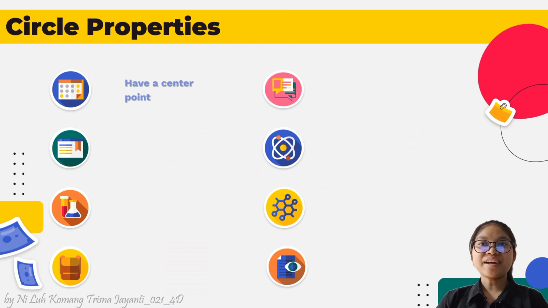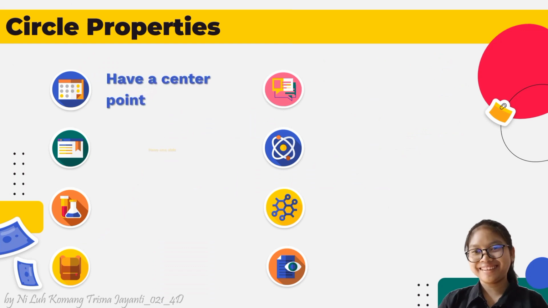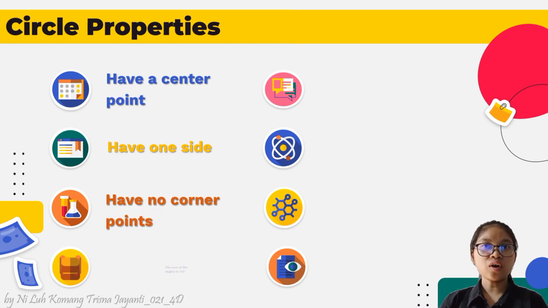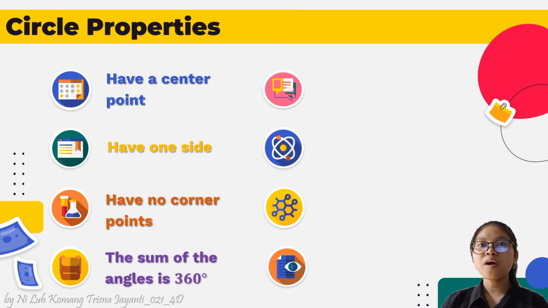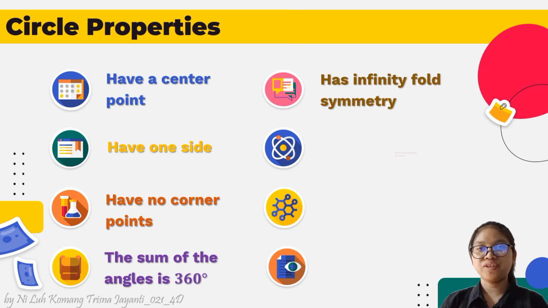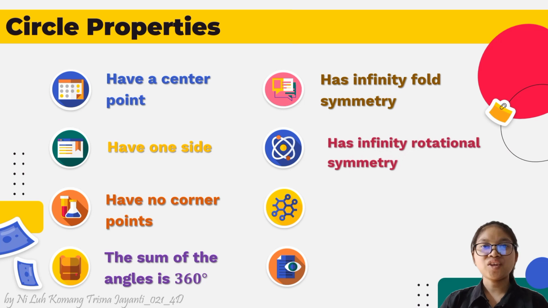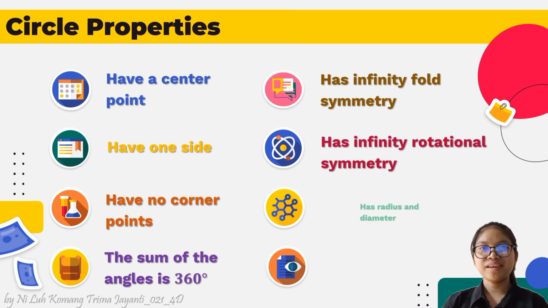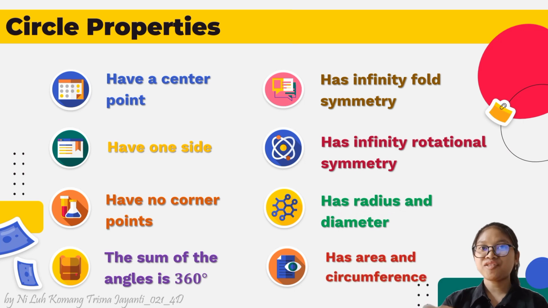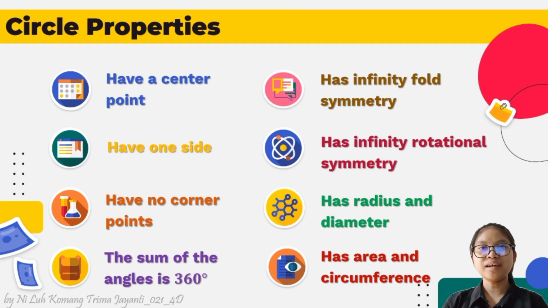So, here are the properties of a circle: it has a center point, has one side, has no corner points. The sum of the angles is 360 degrees, it has infinite fold symmetry, has infinite rotational symmetry, has radius and diameter, has area and circumference.